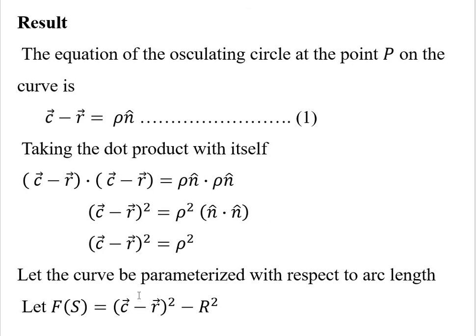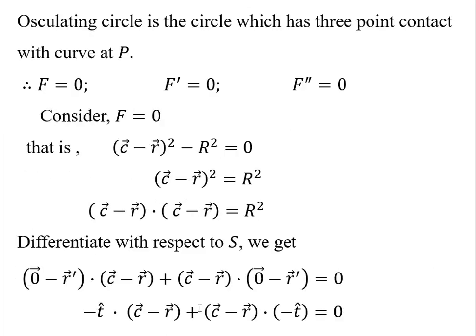Let the curve be parameterized with respect to the arc length. So let's choose f of s equal to (C vector minus R vector) whole square minus R square. An oscillating circle means it has 3-point contact. 3-point contact means f triple dash exists, so before this, f dash and f double dash are equal to 0. Therefore we will consider f equal to 0. F is, from the previous equation, (C vector minus R vector) whole square minus R square, which is equal to 0.